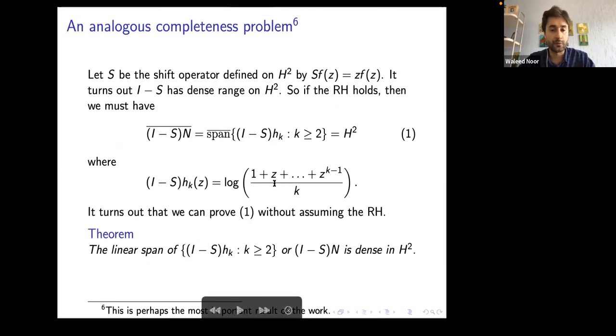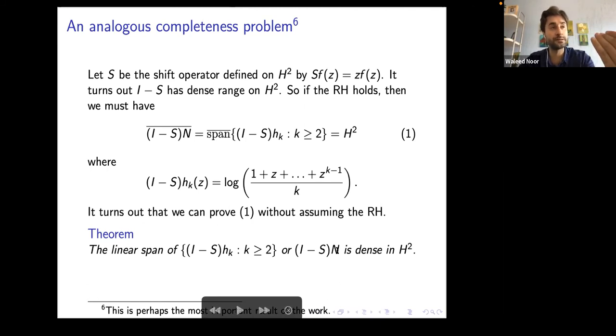So it turns out that 1 minus S of HK is exactly the logarithmic part of those functions. It turns out that actually the span of these functions is dense in H2, independently of the Riemann hypothesis. This is something we were able to prove, and it is quite an important result in terms of its applications elsewhere. So again, the Riemann hypothesis is equivalent to N being dense in H2.